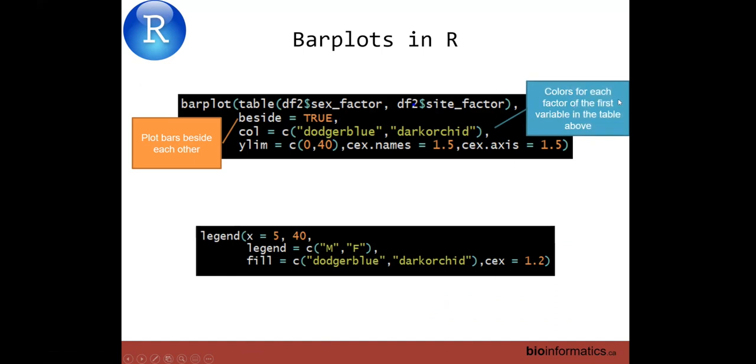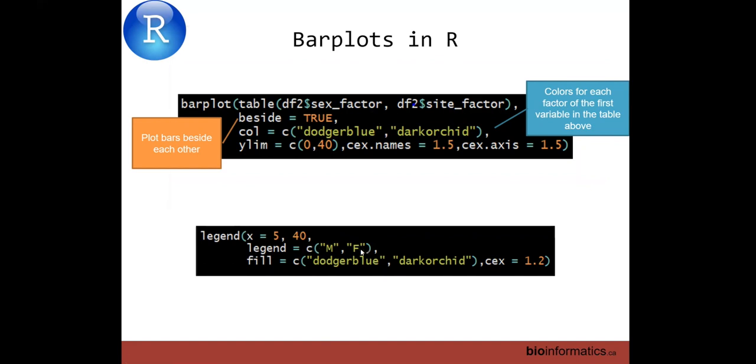We want the colors for each factor, the first variable in the table above. So call dodgerblue will be the first factor level and darkorchid will be the second factor level. This is the legend recapitulating this, but we have set the levels, and you can check in your own code. Maybe you haven't, in which case you want to swap this. The levels I set in my code are M first and F second. So I would match that exactly.